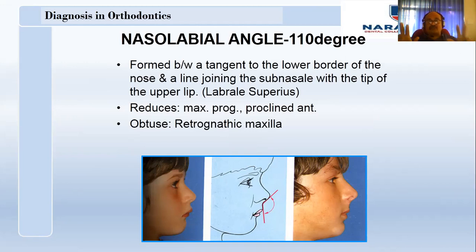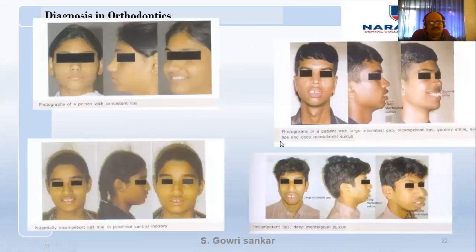Likewise, when incisors are retroclined, as in class 2 division 2 cases. What are class 2 division 2 cases? They are cases in which the incisors are retroclined back. So when the incisors are retroclined back, the nasolabial angle is increased. So these are some of the conditions with competent and incompetent lips.